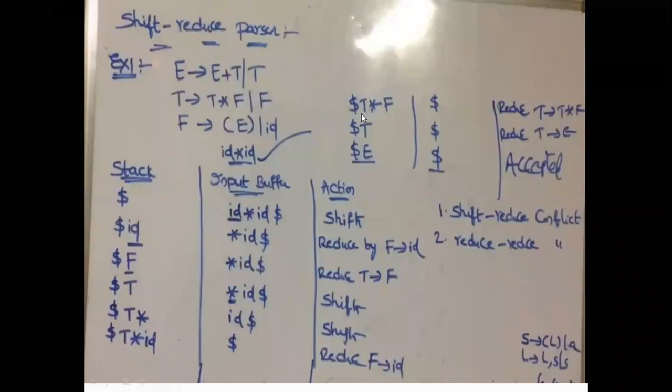And here T star F. So finally T star F is taken as a substring. Is there any production in the right hand side? Yes, we are having the production in the right hand side with T star F. Then that is replaced with T. So we are having three reduce productions.